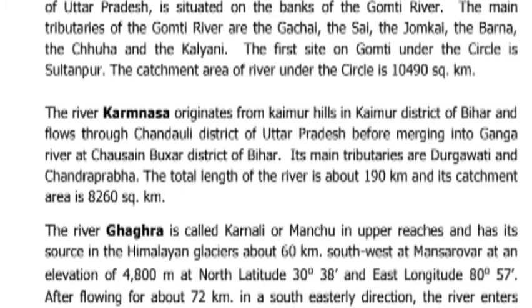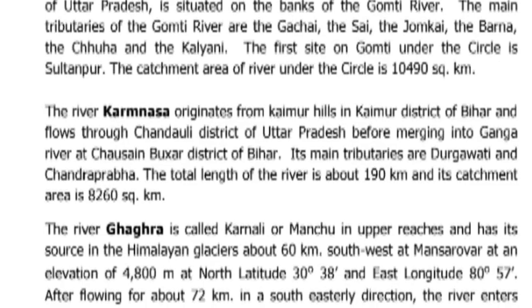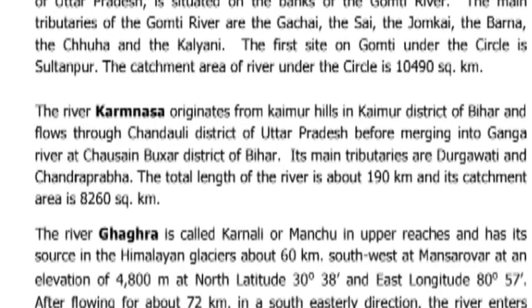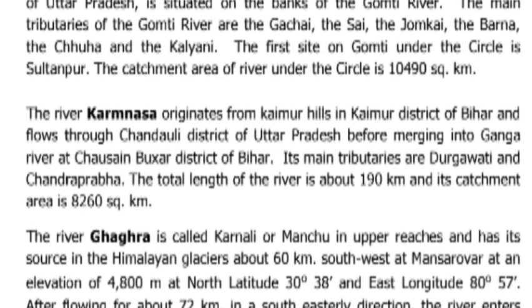The river Karmanasa originates from Kaimur Hills in Kaimur district of Bihar and flows through Chandauli district of Uttar Pradesh before merging into Ganga River at Chausa in Buxar district of Bihar. Its main tributaries are Durgavati and Chandraprabha. The total length of the river is about 190 kilometers and its catchment area is 8,260 square kilometers.